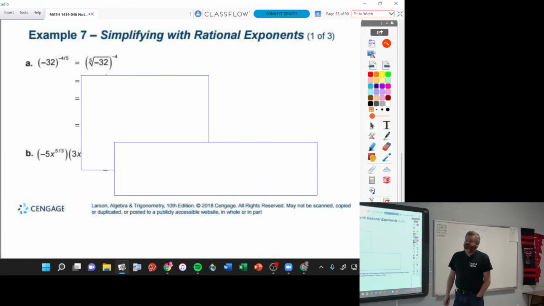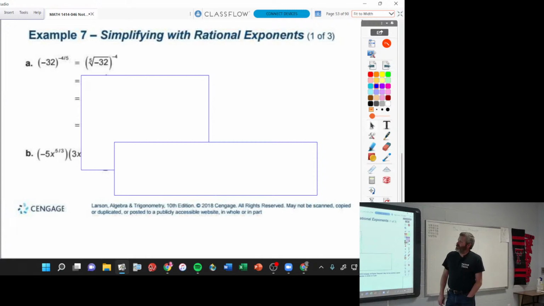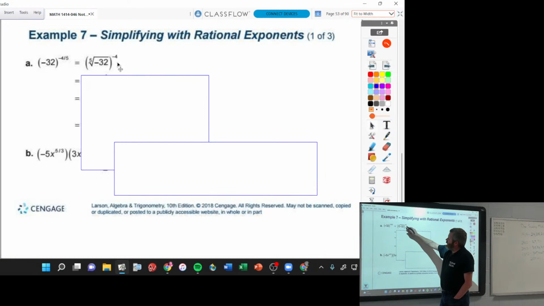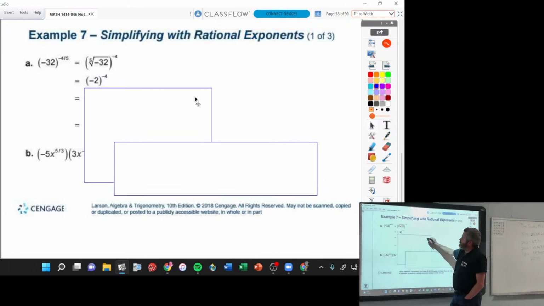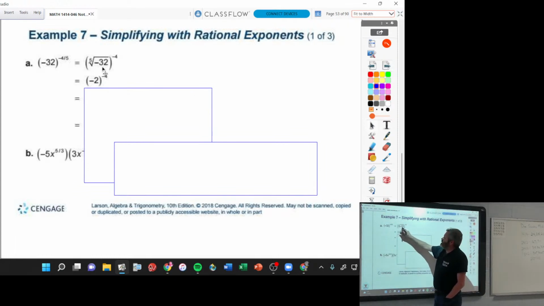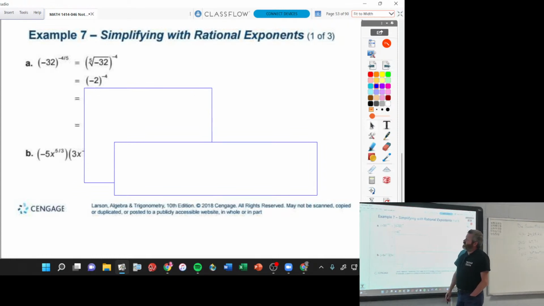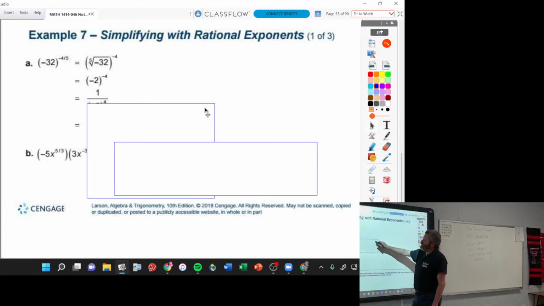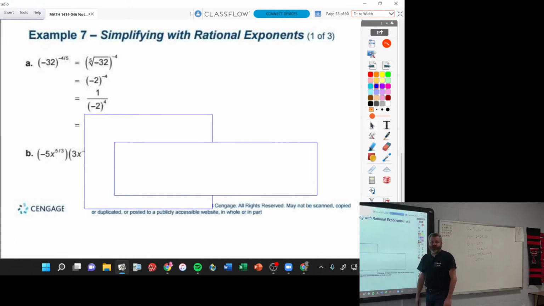Again, 5 is the index, negative 4 is the power. To get rid of the negative exponent, I could write it as a fraction. We're not doing that yet. So the 5th root of negative 32 is negative 2, because negative 2 times negative 2 times negative 2 times negative 2 times negative 2 is negative 32. And negative 2 to the negative 4th power would be the same thing as writing it as 1 over negative 2 to the 4th power.